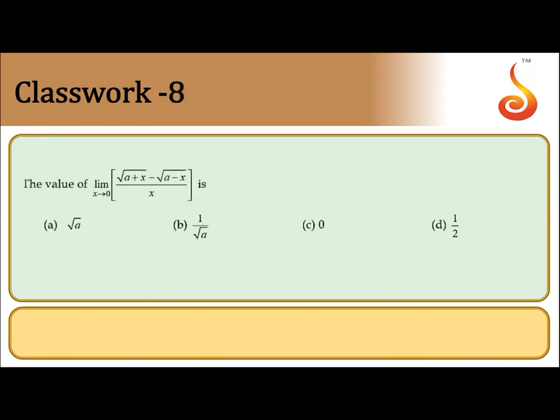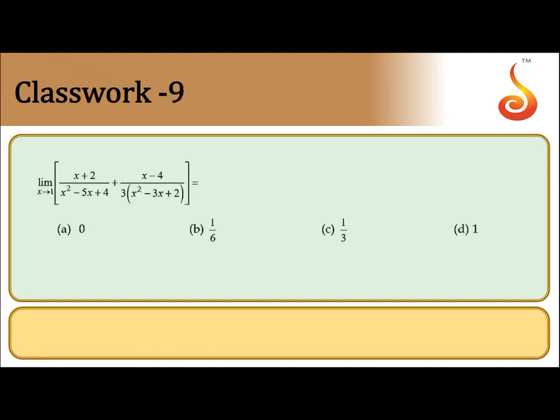Square root of (a + x) minus square root of (a − x). As I told you in the first problem itself, the answer is 1 by root a. It is a direct formula. Remember, this is a formula. Of course, you can rationalize and simplify. It is similar to the first problem. Coming to the next, the 9th one.